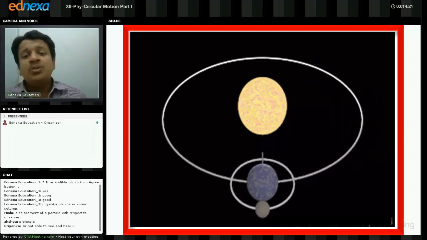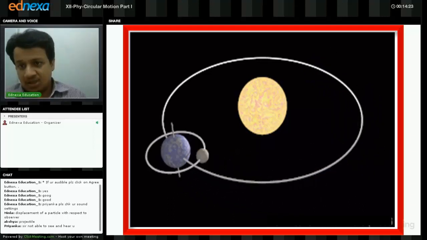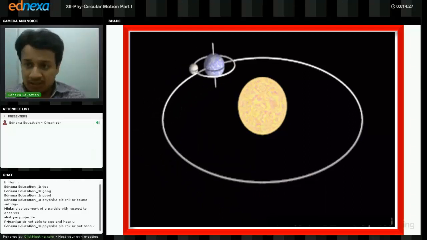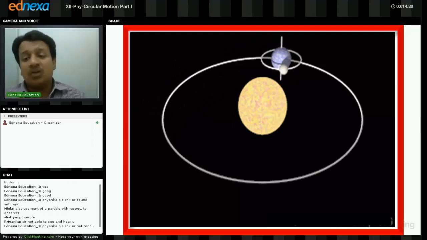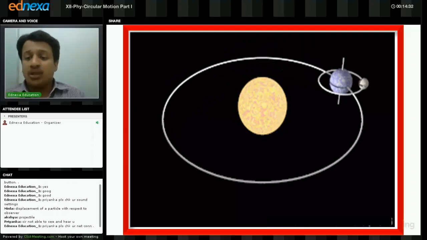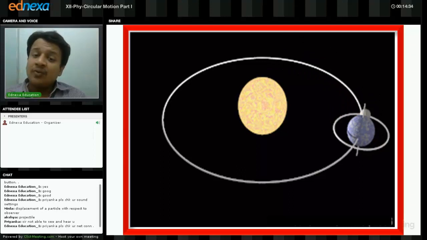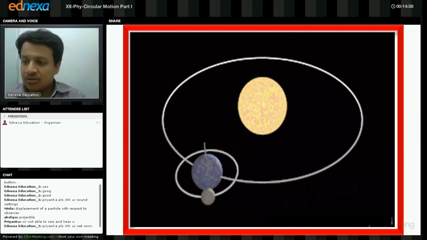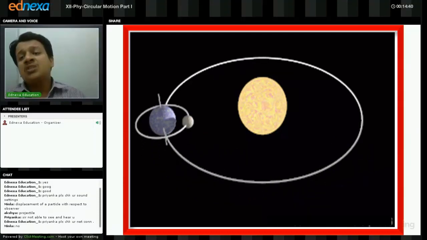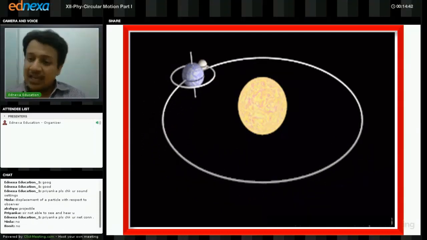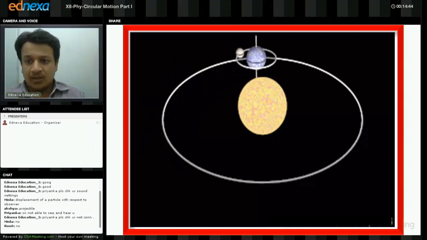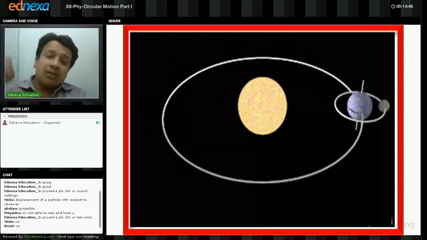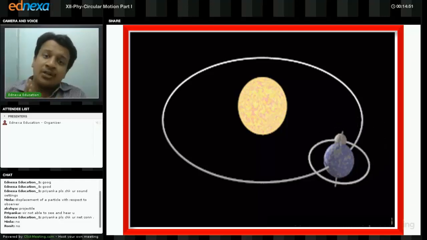That is, moon is revolving around earth. Moon revolving around earth is again a circular motion. Earth is revolving around sun. Is it circular motion? I think so. Earth revolving around sun is elliptical motion, not circular motion. But definitely moon revolving around earth is which type of motion?